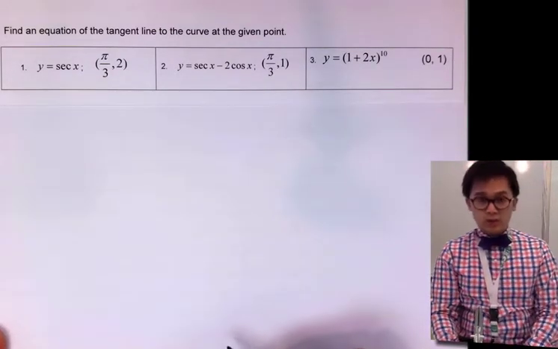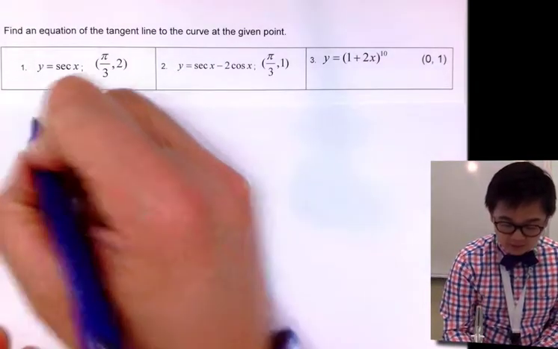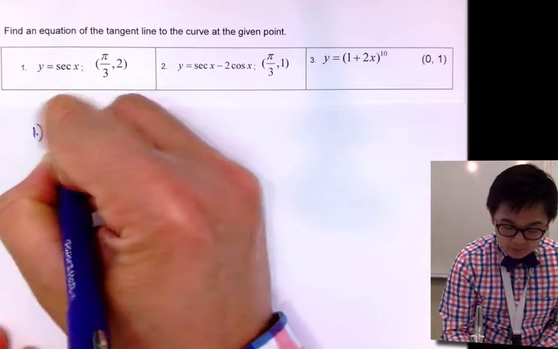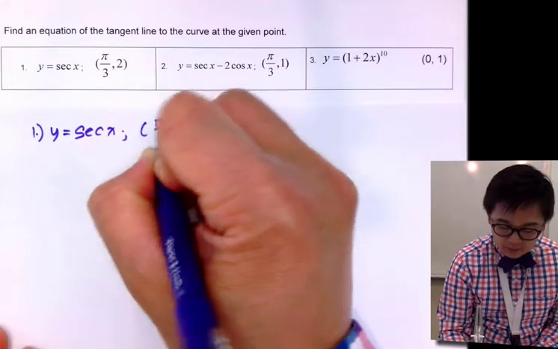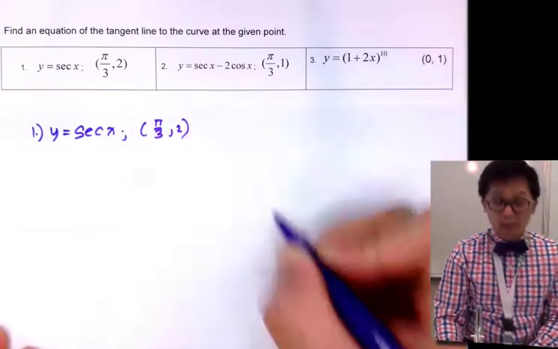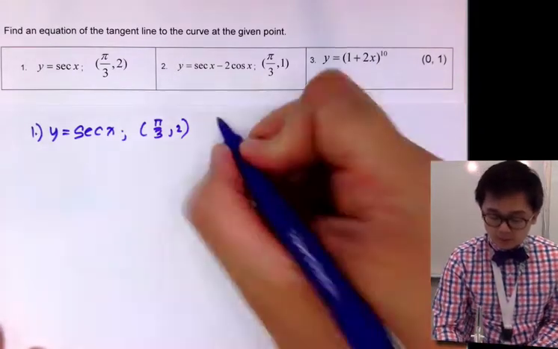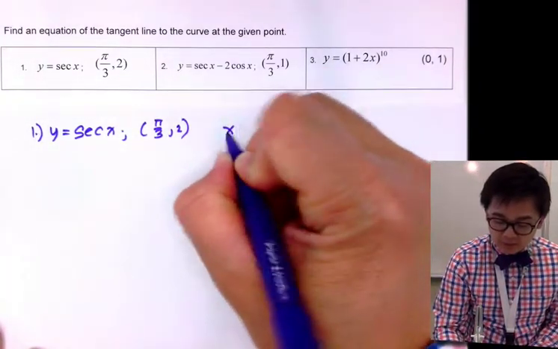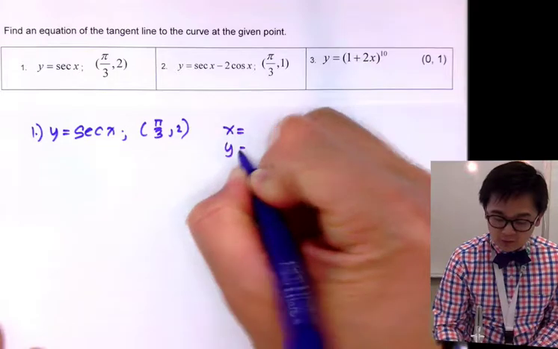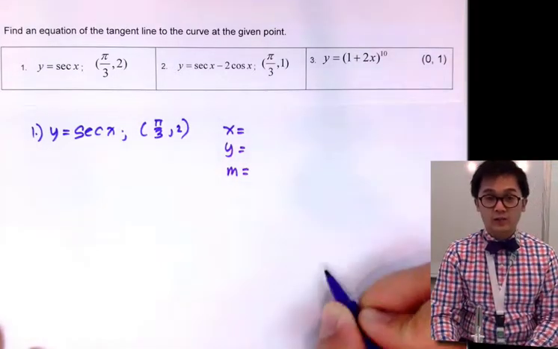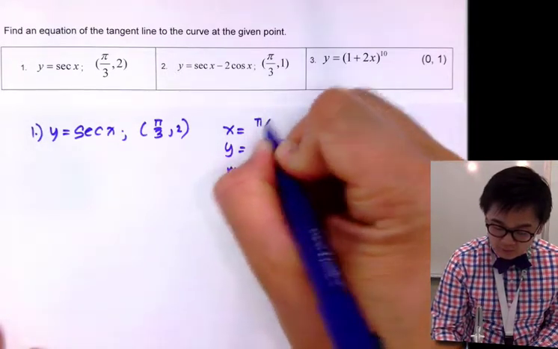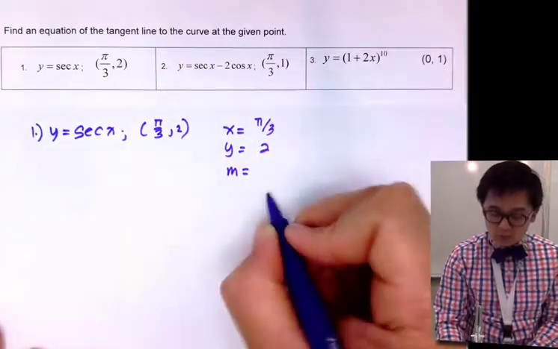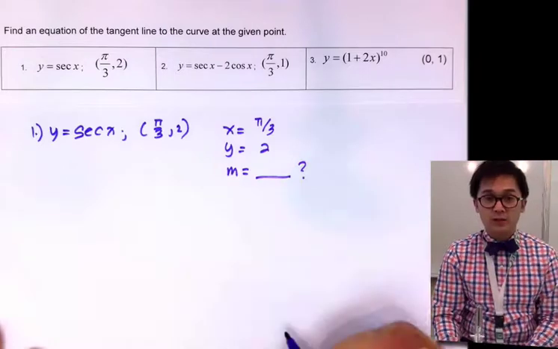Problem number 1 is a trig function, y equals secant x, at the point pi over 3 and 2, and we need to find the tangent line. We know to find the tangent line we need the value of x, the value of y, and the value of the slope. The values of x and y are given: we have pi over 3 and 2. We just need to find the value of the slope.